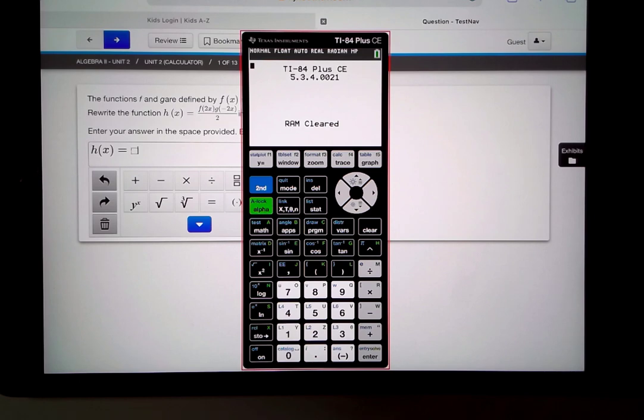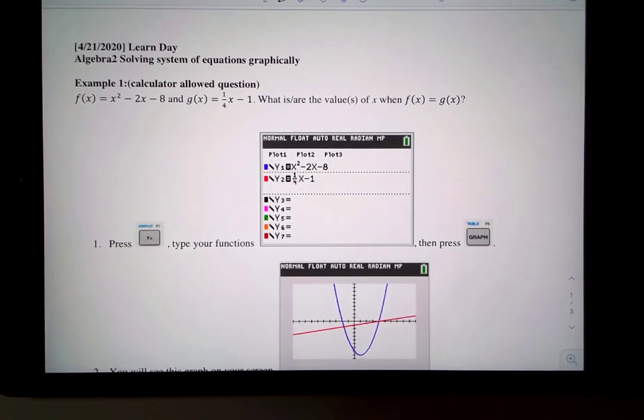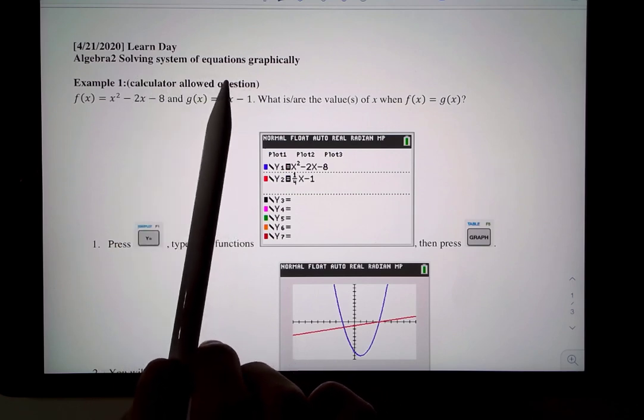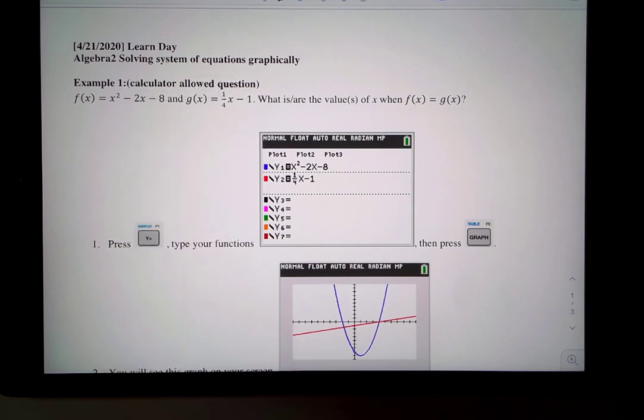So we need to use a graphing calculator. Today you need to open this graphing calculator website together. And then that link, just save it somewhere or make it your bookmark, so whenever you need the TI-84, you can use this link. All right. So today's lesson is solving systems of equations graphically. We're solving systems using a graphing calculator, so all you need to do is master how to use a graphing calculator.